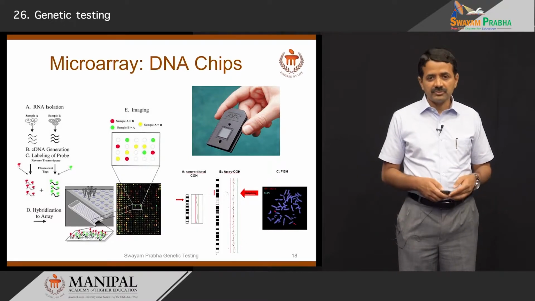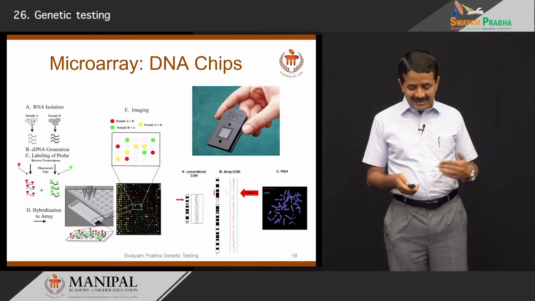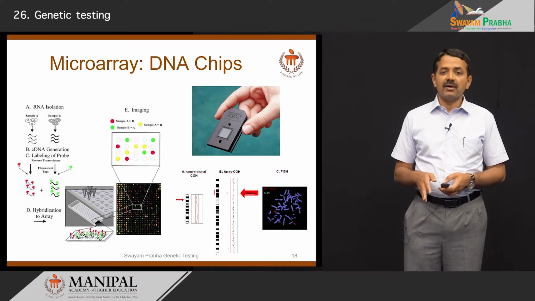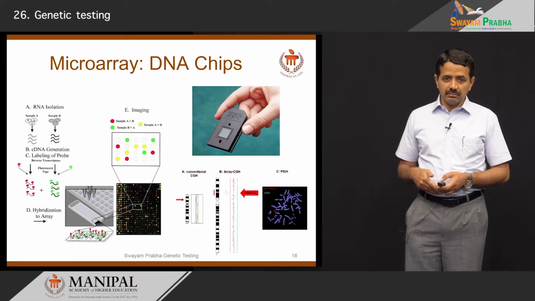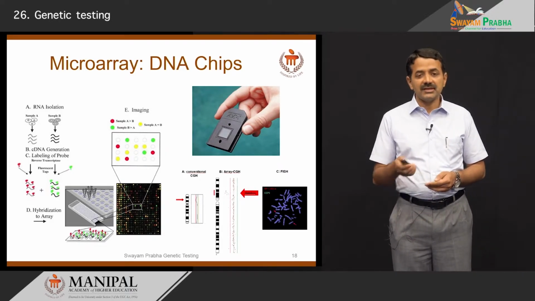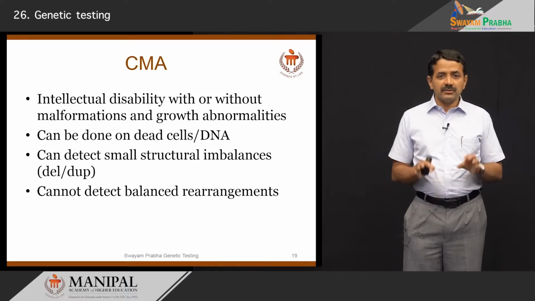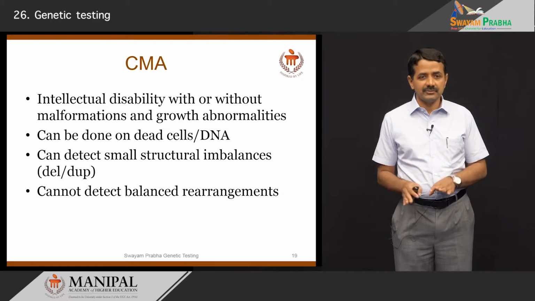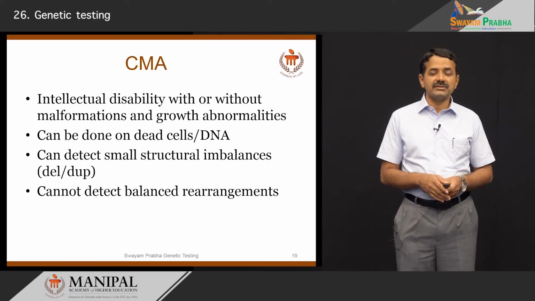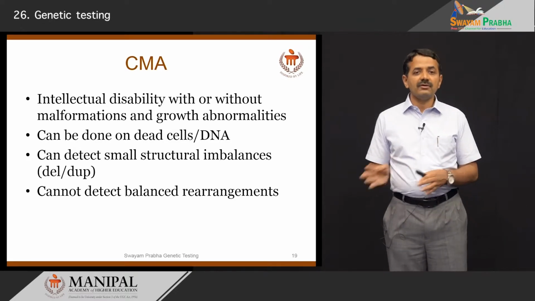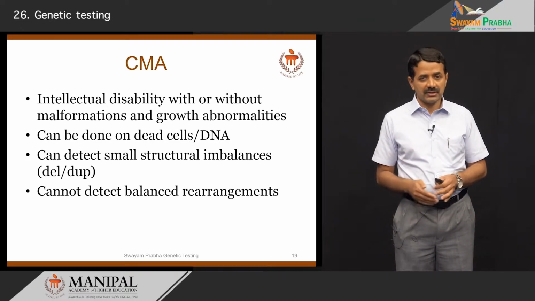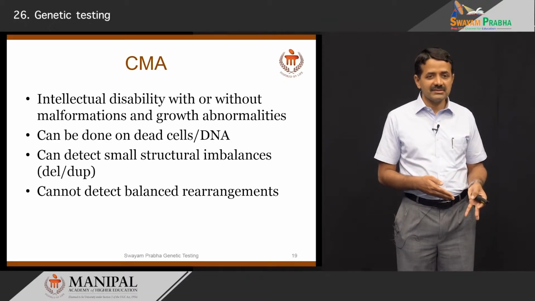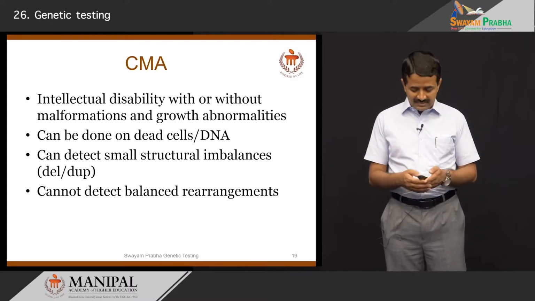It can count the chromosome number, but what it cannot detect is balanced rearrangement, because we are just analyzing the dosage and not the structure. Structural rearrangements cannot be detected. Chromosomal microarray or cytogenetic microarray is the most widely used test for evaluating children with intellectual disability, with or without malformations and growth abnormalities. It can be done on dead cells or DNA, and can detect small structural imbalances, but cannot detect balanced rearrangements.